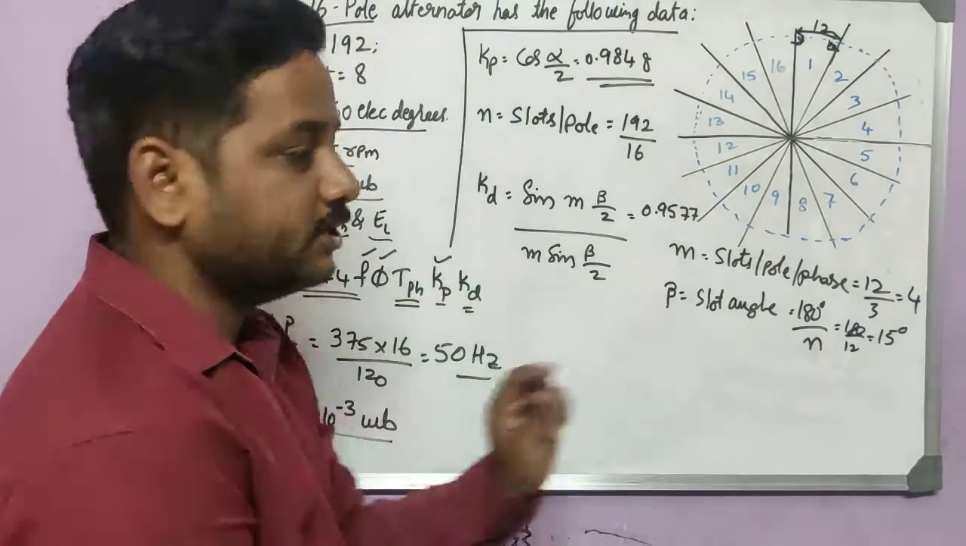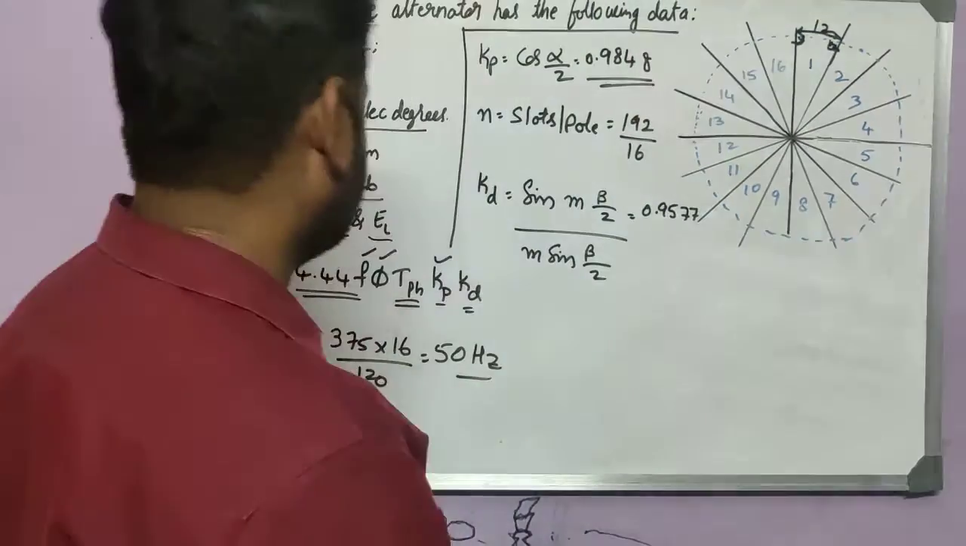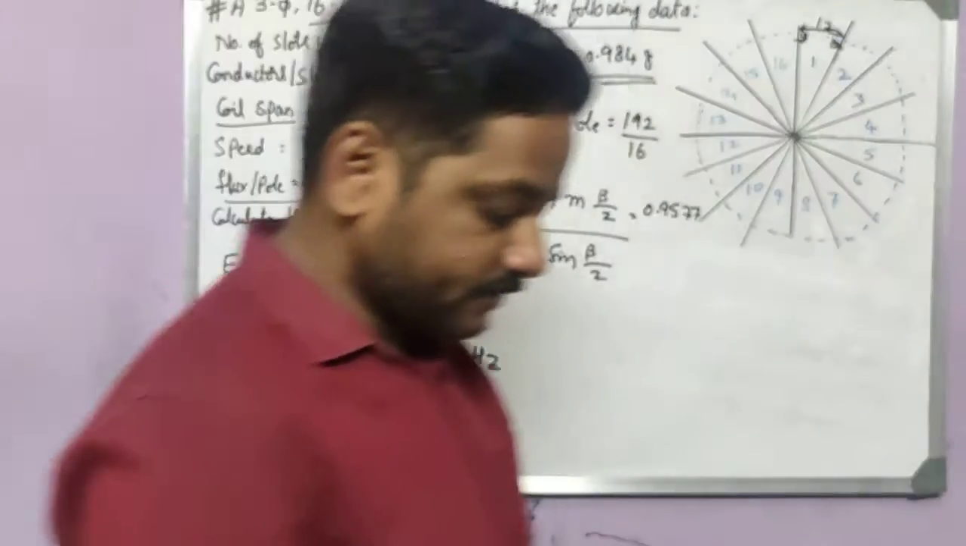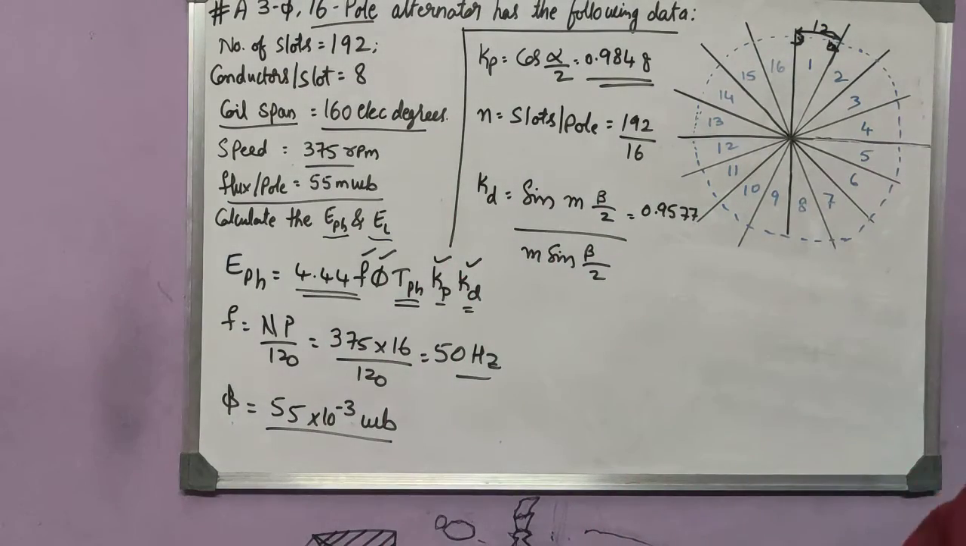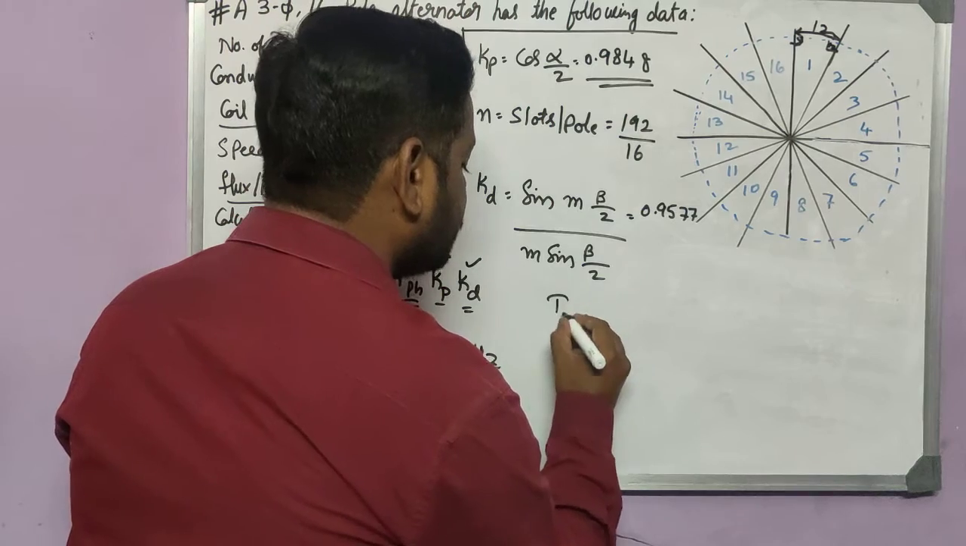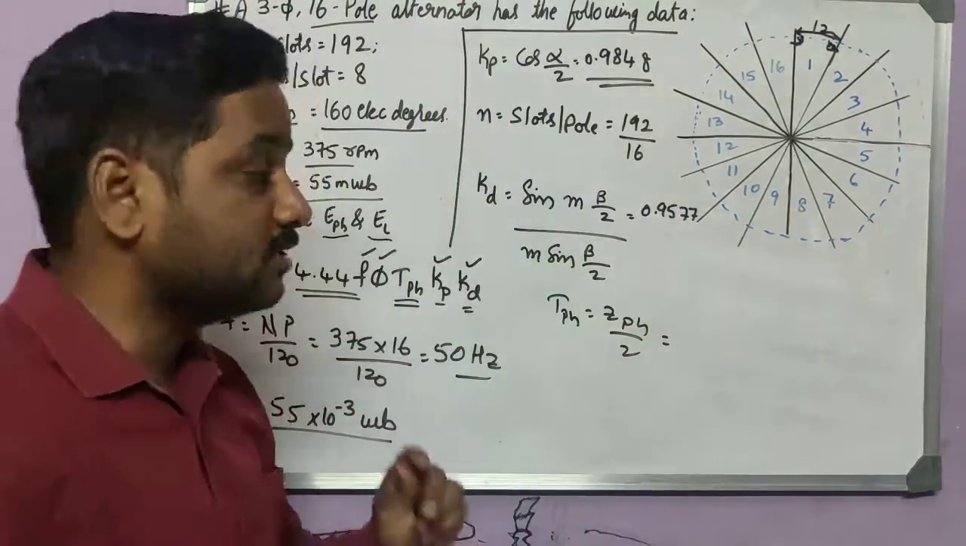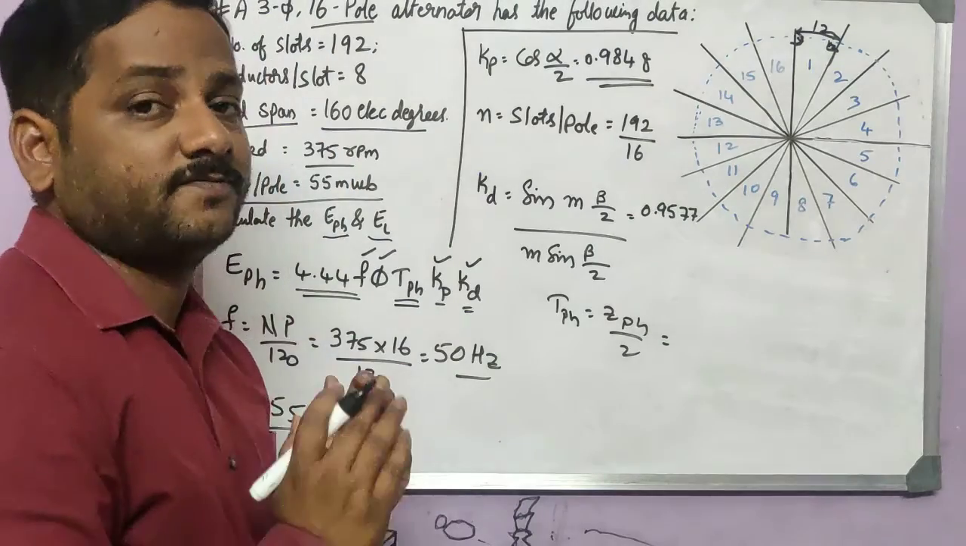I will erase this portion so that we can move further. Okay. So we got given KD. Now we are left with the number of turns per phase. So number of turns per phase, let me write it here, Z phase by 2, whereas Z phase is nothing but the total number of conductors per phase.